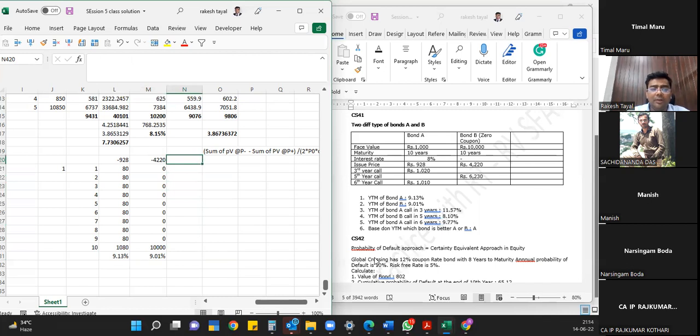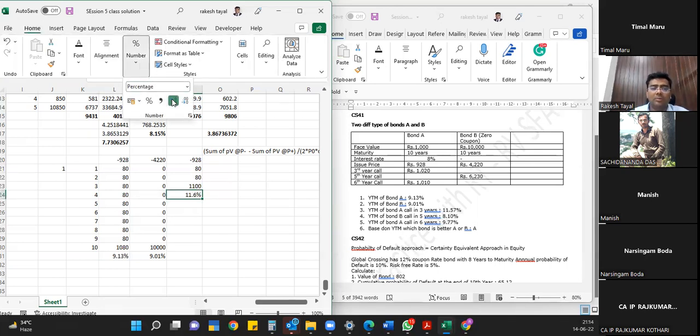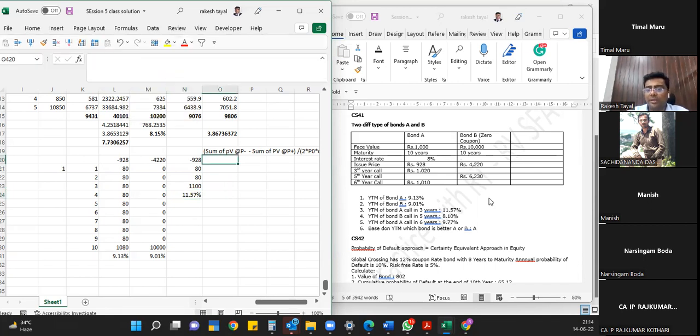Bond A. You will get third year 1100. Nothing is there. Equal to IRR. This you have done in the morning also, right? 2 decimal. Bond B 5 year. At what price? 6230. Easy.